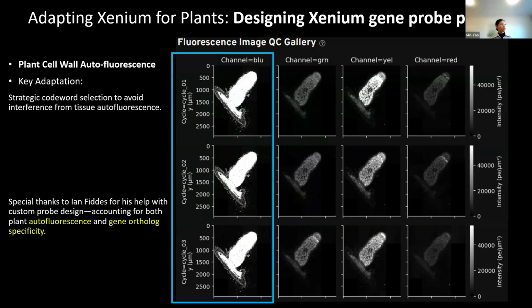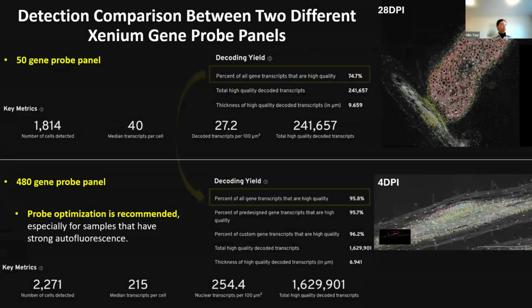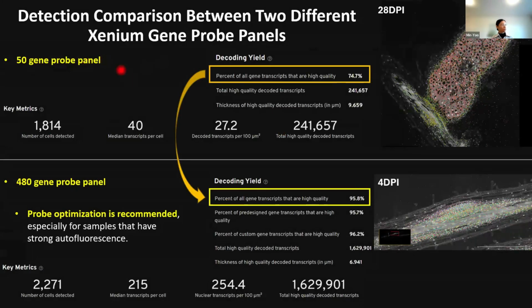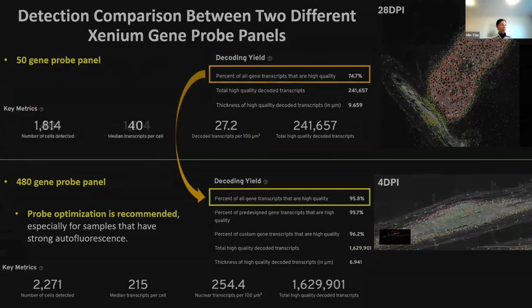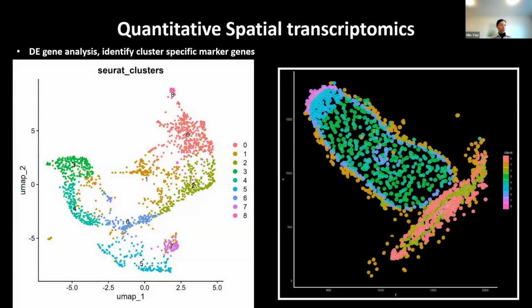So we optimized the probe design in our later probe panel to try to reduce the usage of the blue channel, but still be sufficient to do the decoding. Here we can compare the 50 gene panel, which is not optimized at all, with the 480 gene panel. Now we have the high quality transcript detection rate increased from 75% to about 95%. So we are very happy with this optimization. And now we are continuing to work with the different developmental stages.